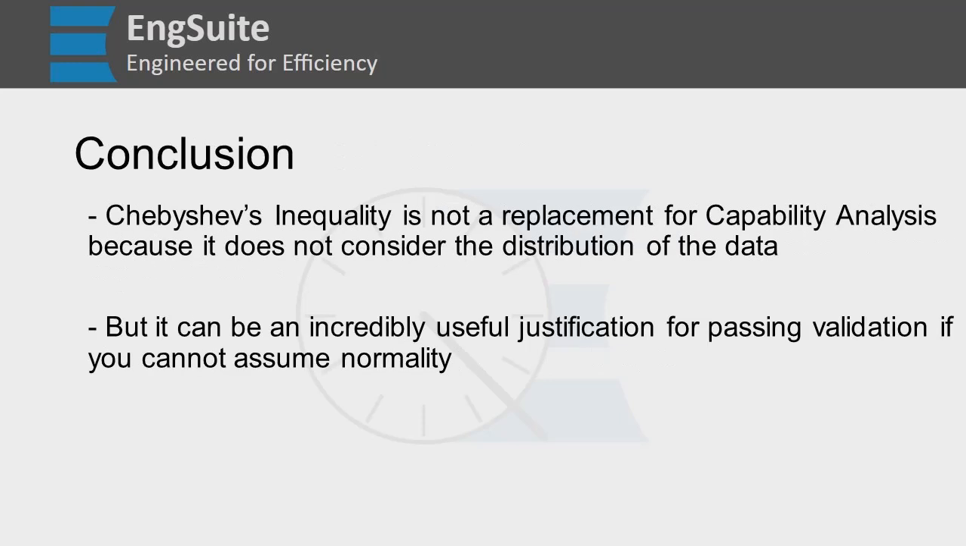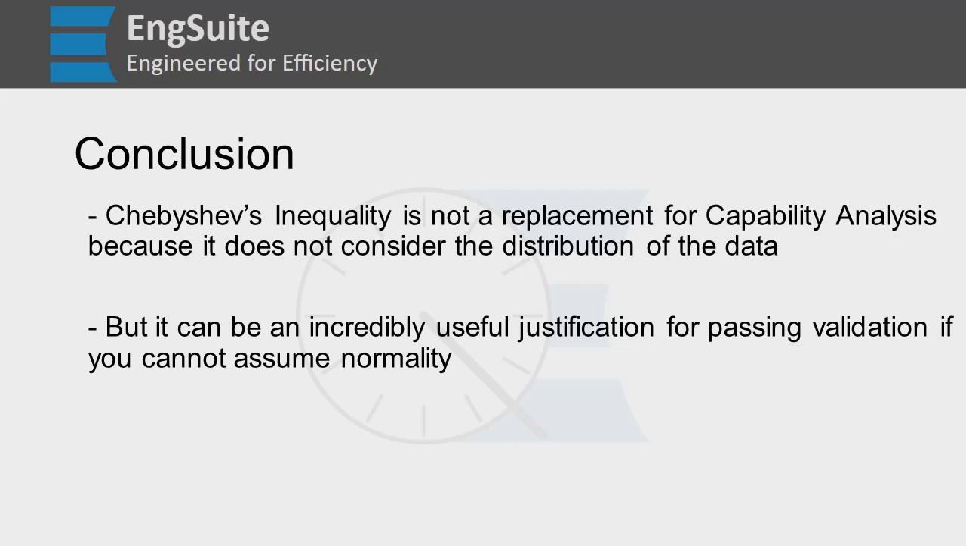So, just to conclude, Chebyshev's inequality is not a replacement for capability analysis because it doesn't consider the distribution of the data. That's something that's very important and can give you a lot of great insights into what's happening with your data. We'll talk about that a little bit more when we talk about each individual distribution. That's going to be a couple months all on its own. But despite that, it is an incredibly useful justification for passing your validation if you cannot assume normality. That's really when it's going to be the best.